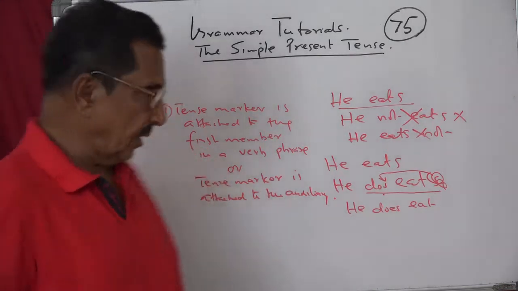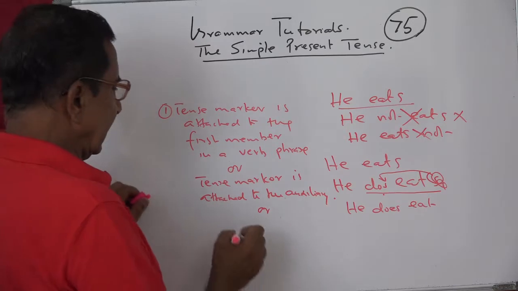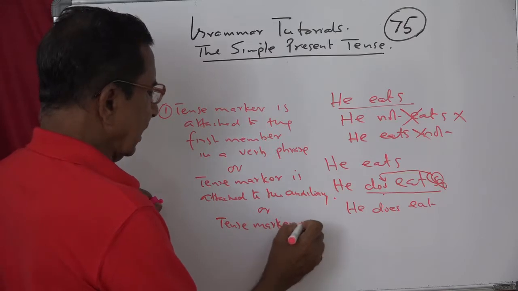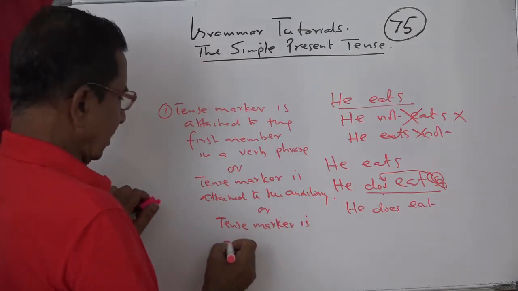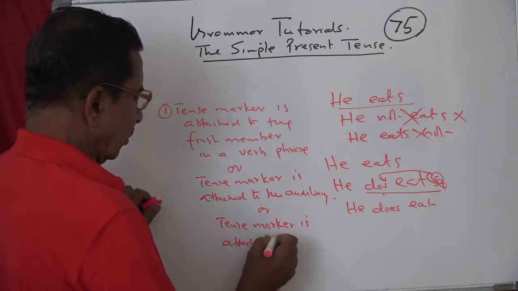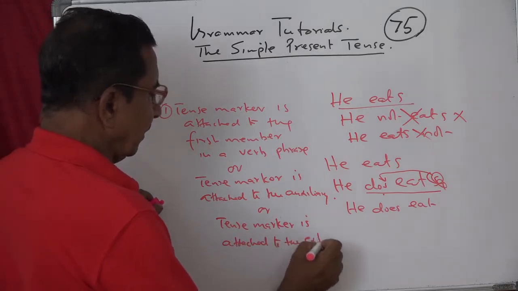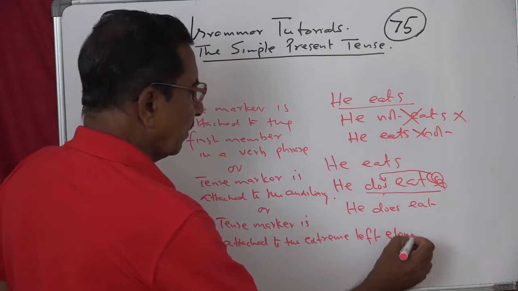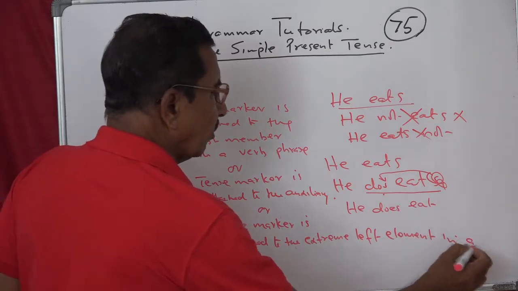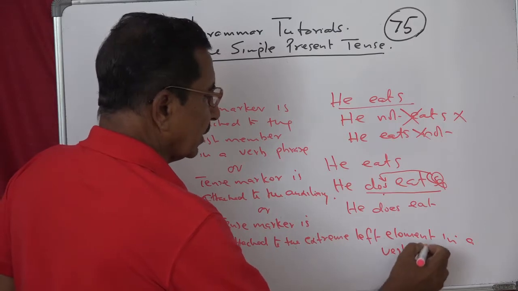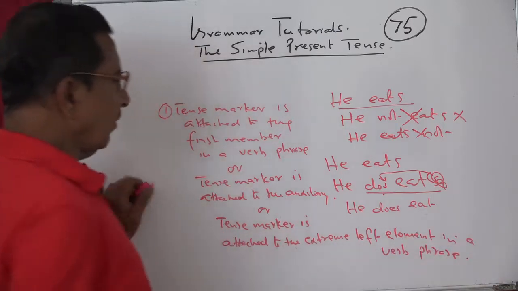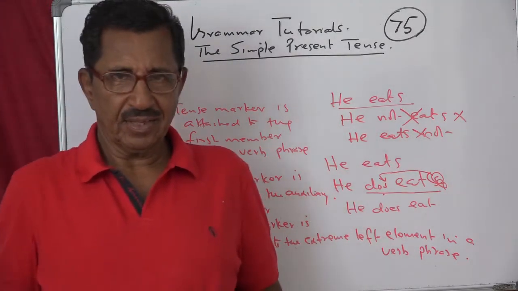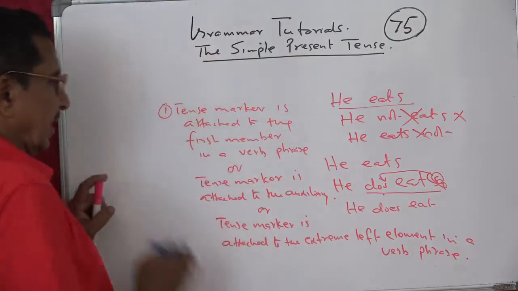Or you can also say, or another way of saying this is, tense marker is attached to the extreme left element in a verb phrase. So three different ways you can say it, but the fact is the same. Alright, very good. I think now that is clear to you.